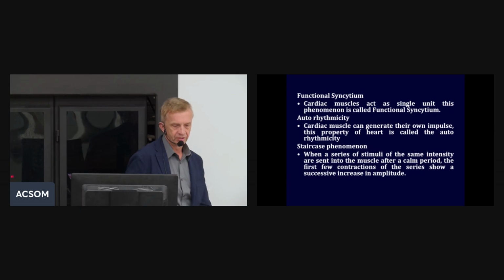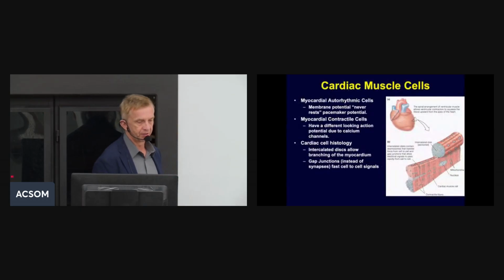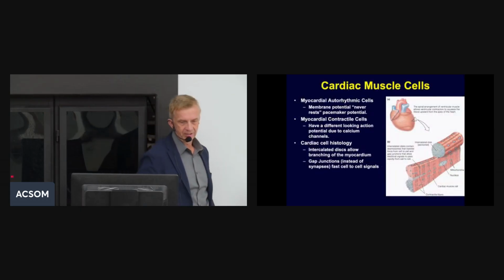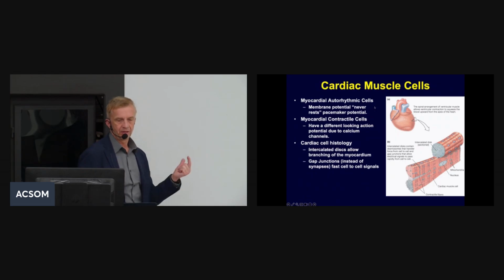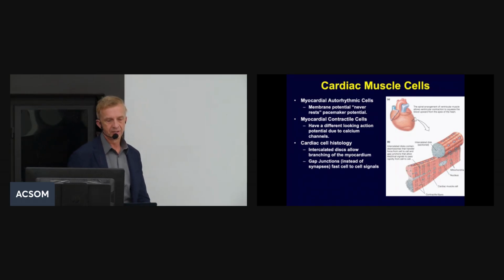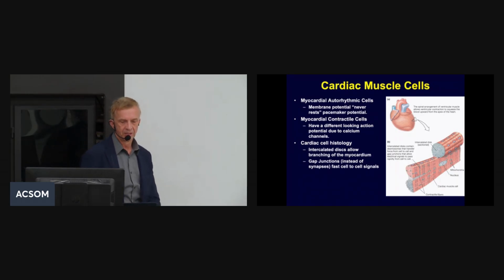We talked about the functional syncytium, autorhythmicity, and staircase phenomenon. So this is the cardiac muscle cells. This picture shows the types of cells. There are two types, right? Autorhythmic, or we talked about the pacemaker cells, is the same thing. So pacemaker cells, autorhythmic cells, same thing. It's the minority of the cells in the myocardium. It's less than 2% are the autorhythmic cells.